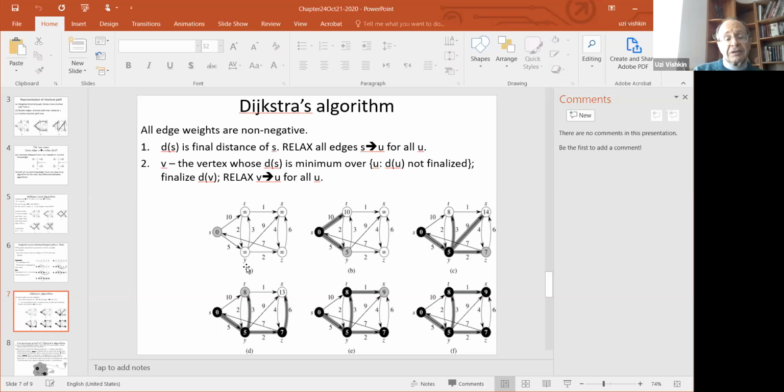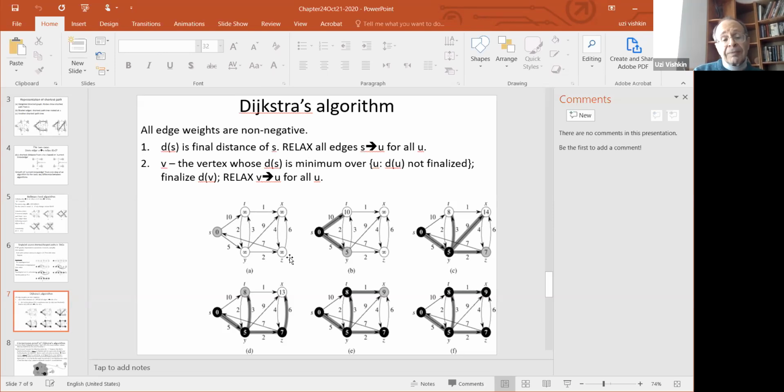So you can see here that we are talking about a directed graph, and these are the weights on the edges. What we do, we relax all edges S to U for every vertex U. So let's see which vertices U have an edge from S. In this example, it's vertex T and vertex Y, right? Vertex X and Z do not have a direct edge leading from S.